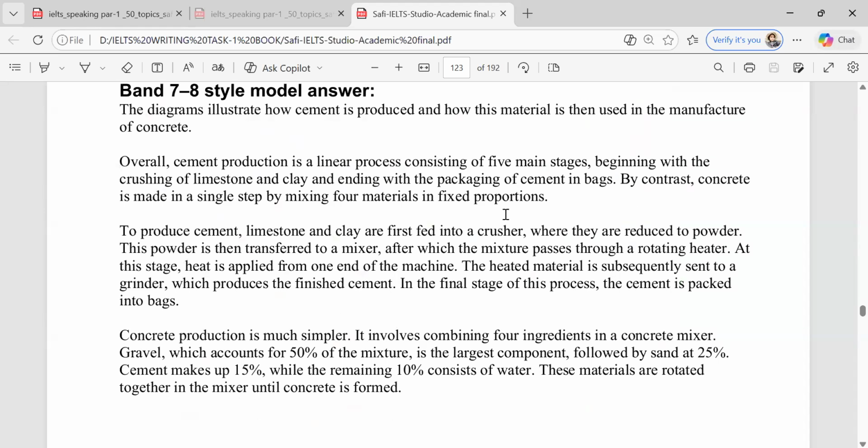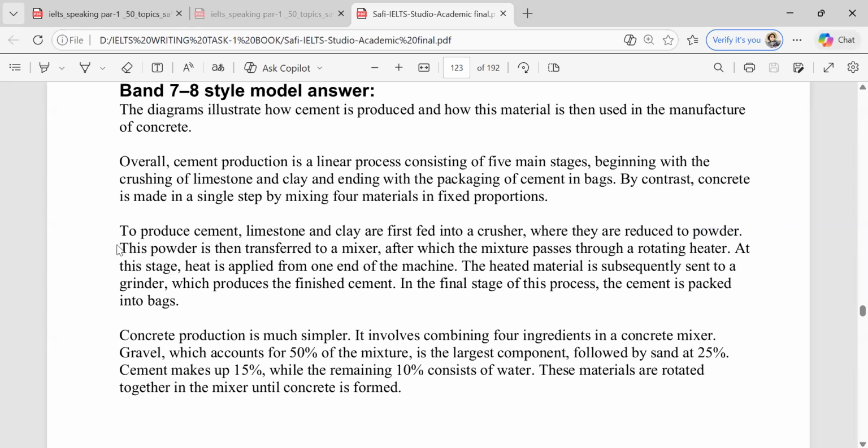And then what happened in the crusher? They are reduced to powder. Or simply you can say that limestone and clay are crushed in a crusher machine in order to form powder. I had given you the purpose of that, in order to form powder. So now the first stage is clear.